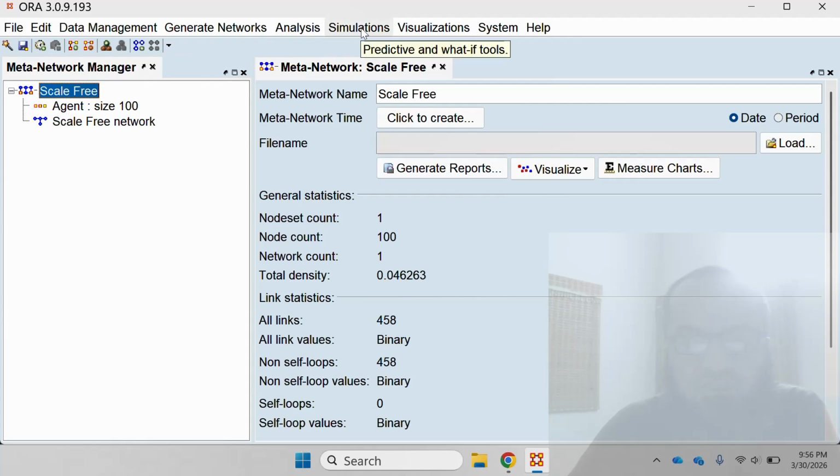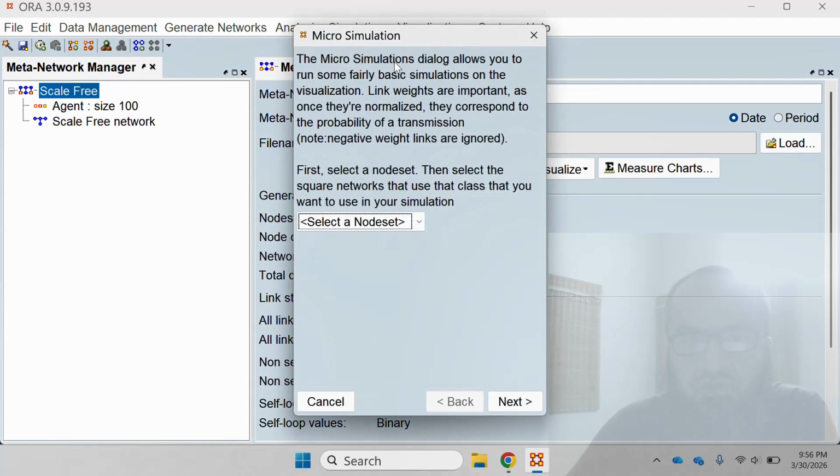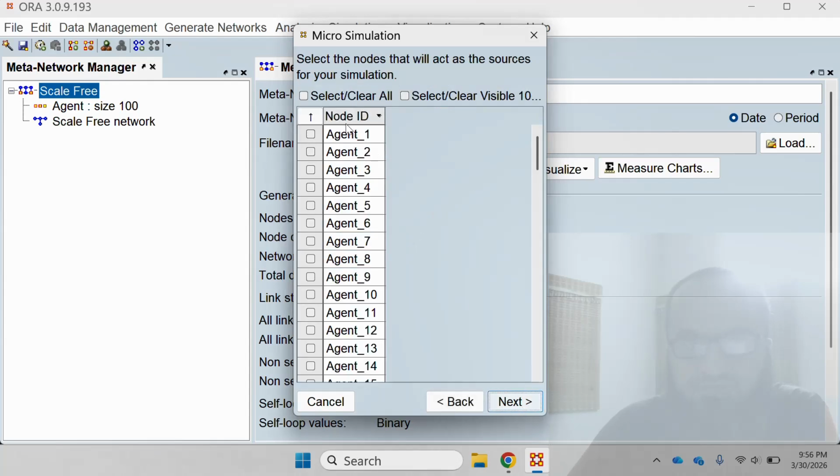One way to execute a simulation, meaning we'll see the diffusion over time in a network, is to go here and do the micro simulation. So select a node set. We selected agent, and this is the network we are going to run with. Then select the nodes that will act as the source for your simulation. Which node will start the diffusion? For example, we can start the diffusion with node number 6 and node number 14.